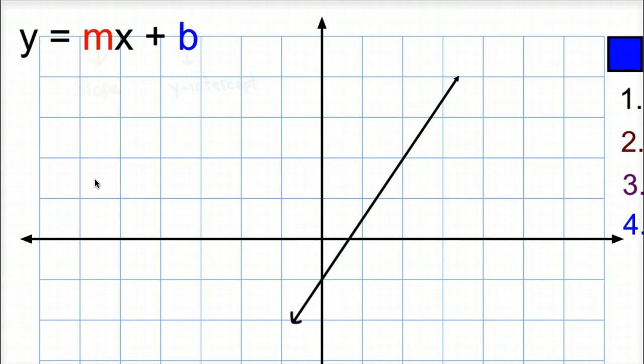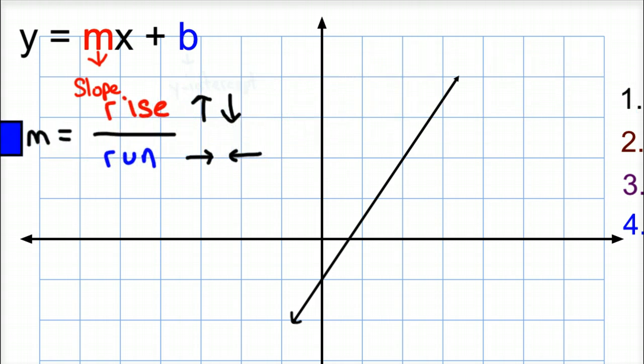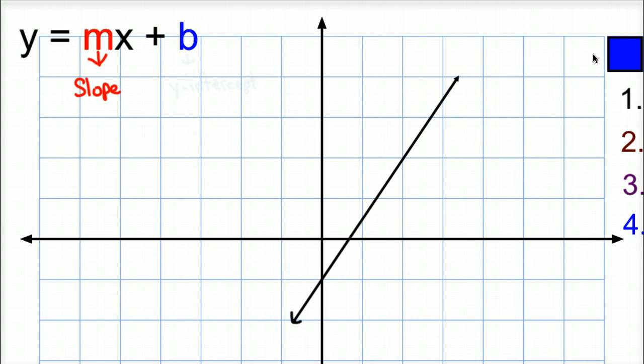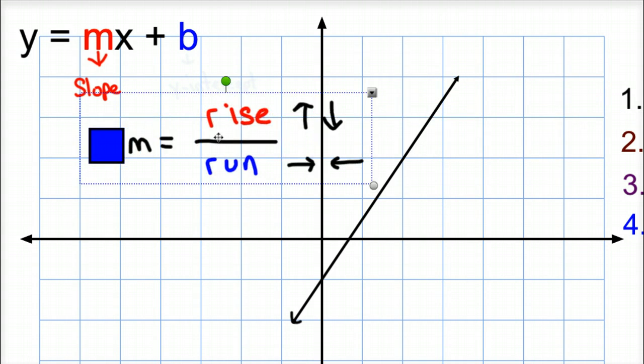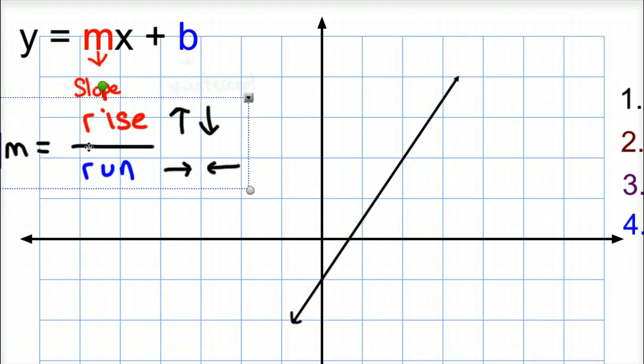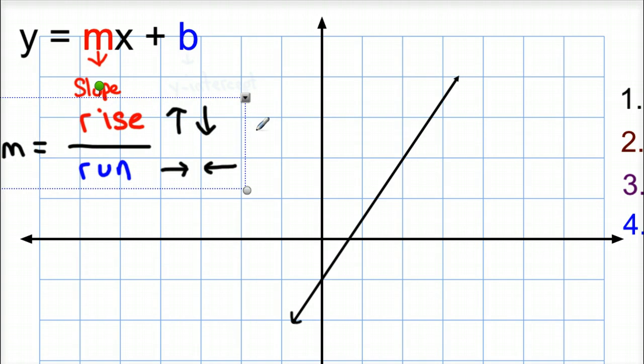So we have y equals mx plus b. Alright, so the m, again, represents the slope of the line. Okay, so let's think about what slope is again. The slope is defined as the rise over run of the equation, also notated in some books as the change of y over the change of x. Now, what do I mean by rise over run?